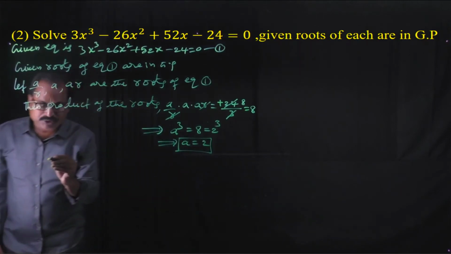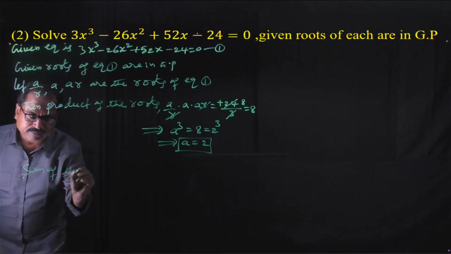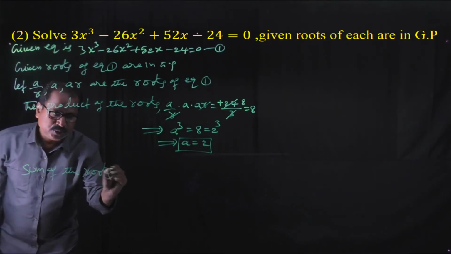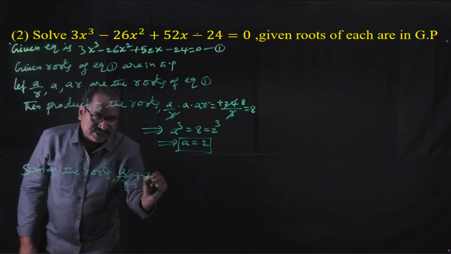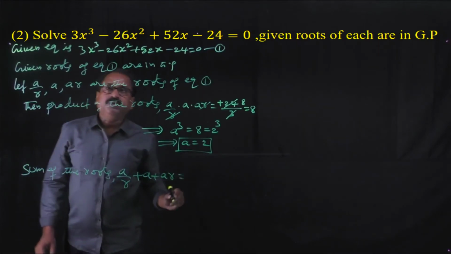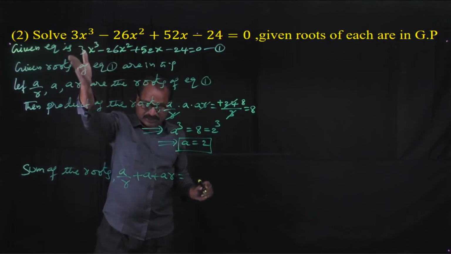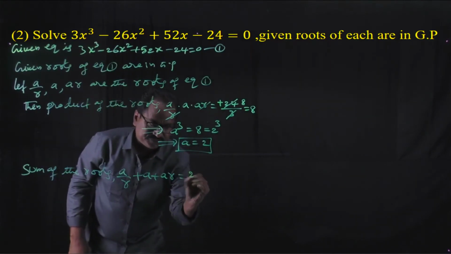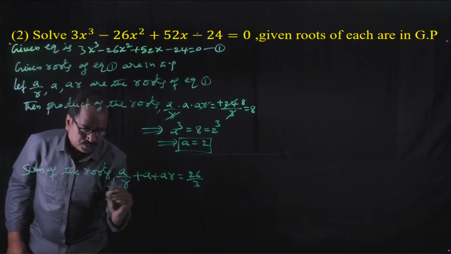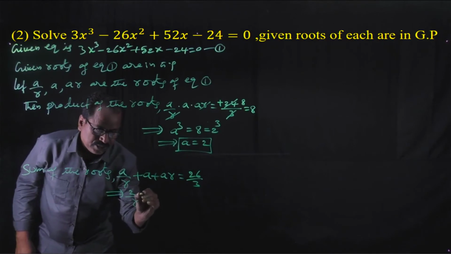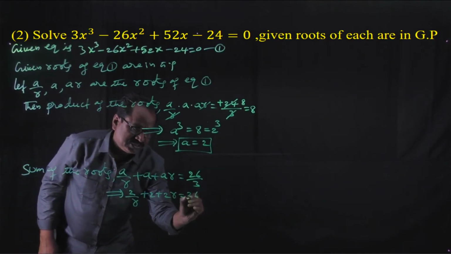Next, sum of the roots: a by r plus a plus ar is equal to minus a1 by a0, that is minus of minus 26 by 3, that is equal to 26 by 3. So here put a is equal to 2. 2 by r plus 2 plus 2r is equal to 26 by 3.